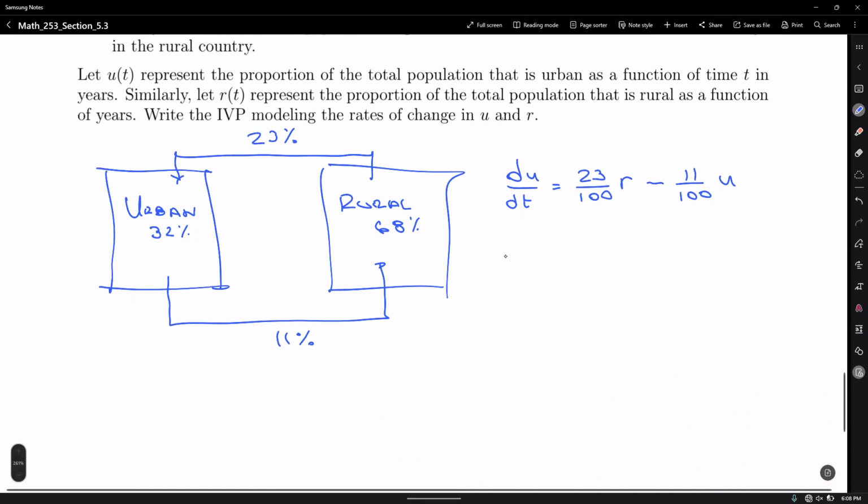So what else? What about an equation for the rural population? dR/dt, what is this? First of all, what's coming into the rural? Isn't that 11% of the urban? Okay, 11% of the urban. What's getting out of the rural? 23%. All right. And guys, that's our system. That's it. Yeah, it looks like the numbers are reversed in a way, but that's all it is.